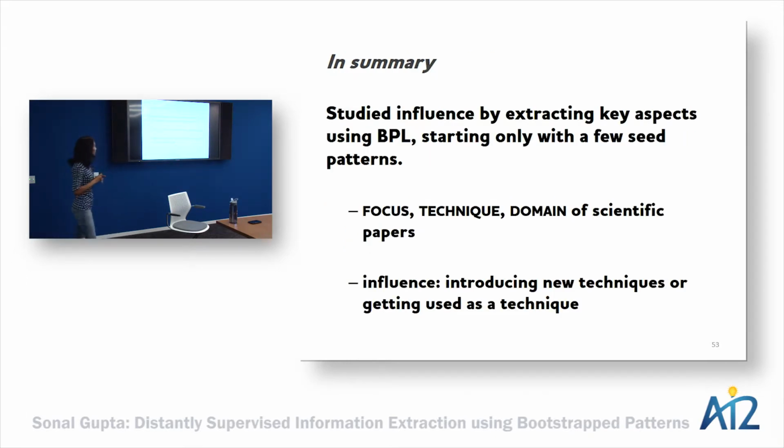So in summary, we studied influence by extracting key aspects using Bootstrapped Pattern Learning. And the only thing we had to do was write a few patterns starting out and then learn from there. And we defined three ways of extracting key aspects: focus, technique, and domain. And we introduced a new definition of influence and studied the influence of communities.